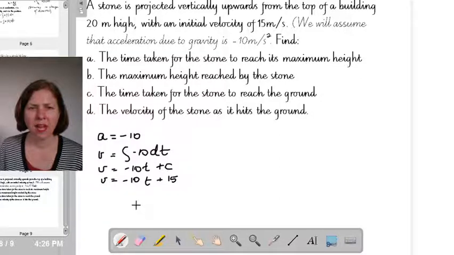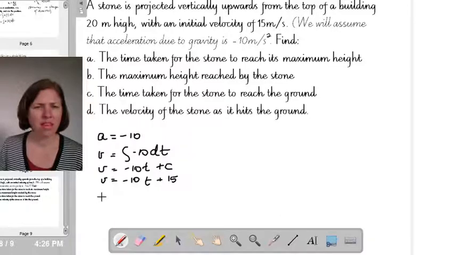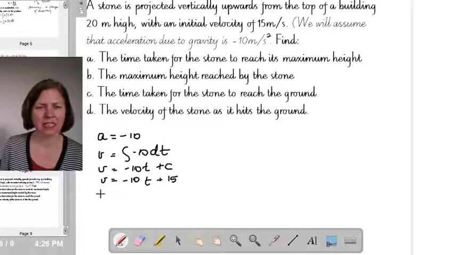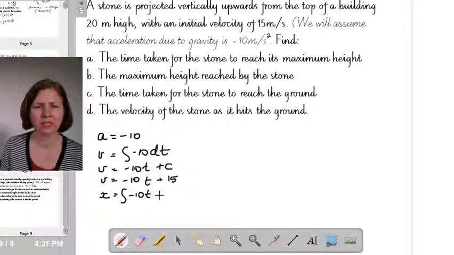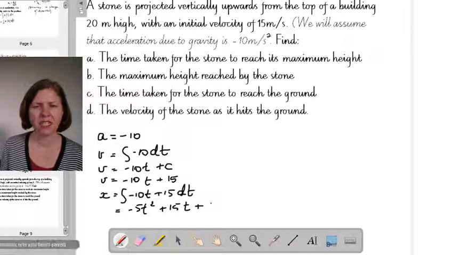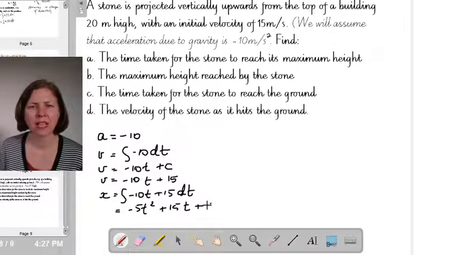Okay, I am going to need to find an actual height. So that means that I need to anti-differentiate again. So x is going to be the integral of this function above here, negative 10t plus 15 dt, which gives me negative 5t squared plus 15t plus another value of c. But before I put that in, let's look back at the question. I'm told that it is at the top of a building 20 meters high.